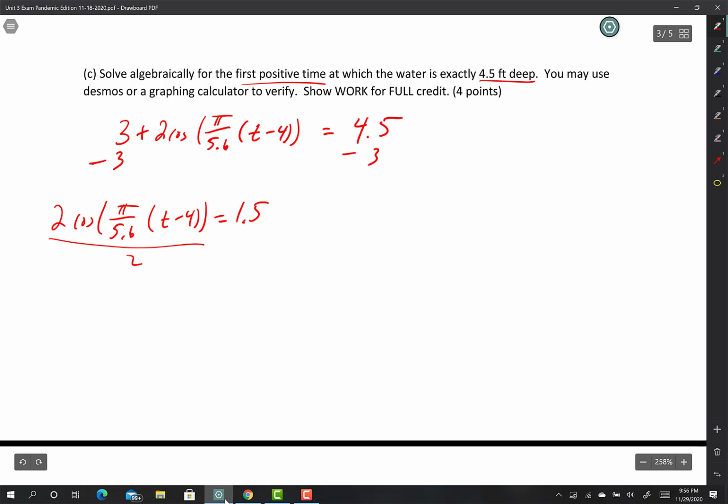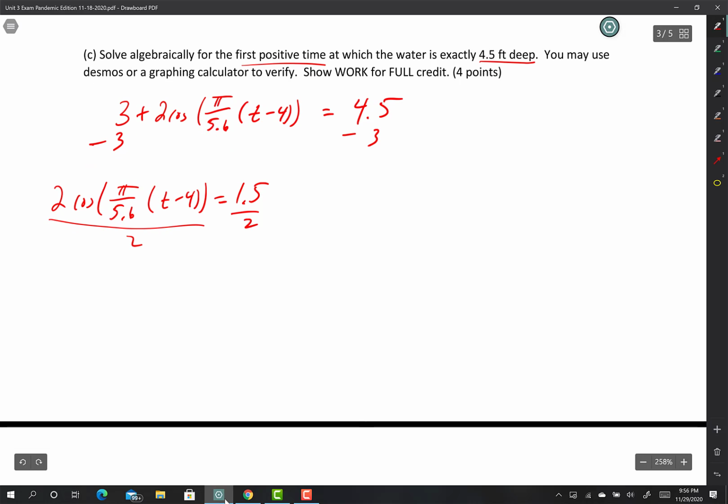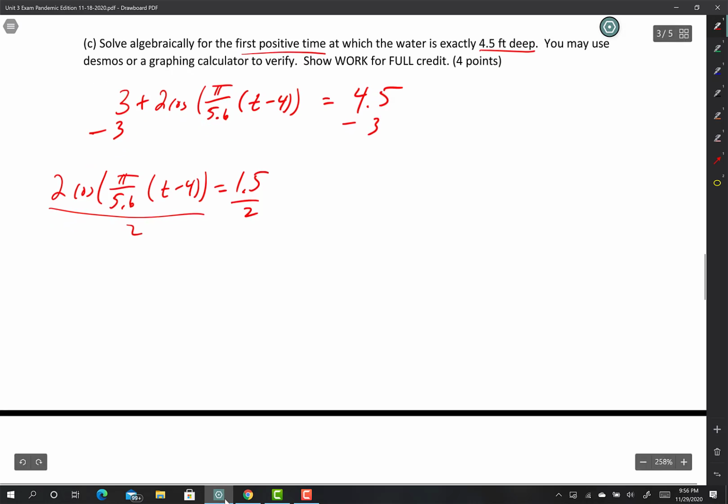I'm going to divide by 2. Some of you guys have a bad habit of writing a line past the equal sign. Do not do that, guys. This is a new statement, equals whatever you have on the right. So just do the same thing on both sides. So then you have cosine of pi over 5.6, t minus 4, close, equals 1.5 over 2, which is actually 3/4, guys. You could say 0.75 if you want.